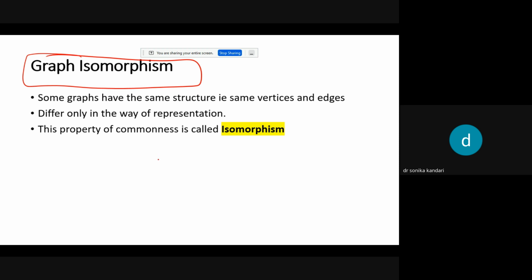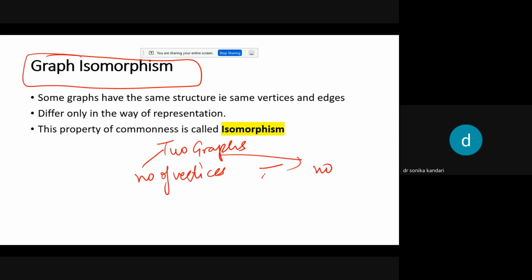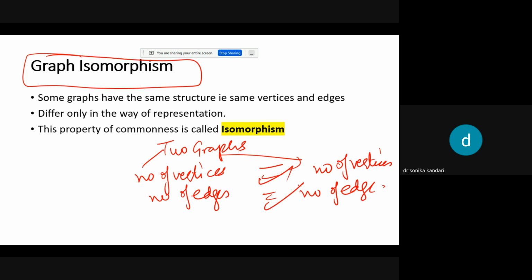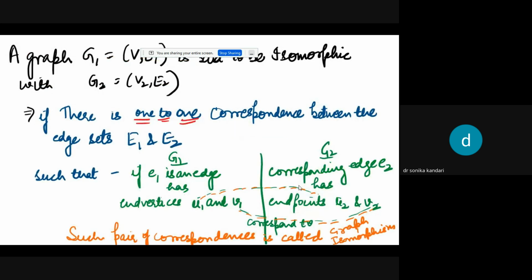We will have two graphs. They will have the same number of vertices and the same number of edges, but only the representation will vary. This is known as graph isomorphism. Suppose we have one graph named G1 and another graph named G2.